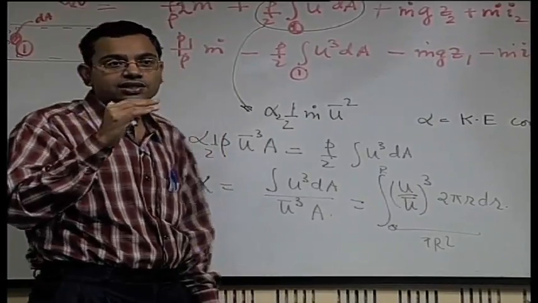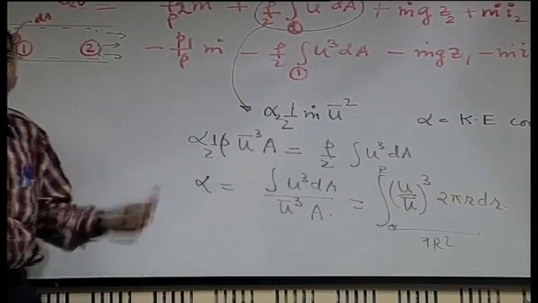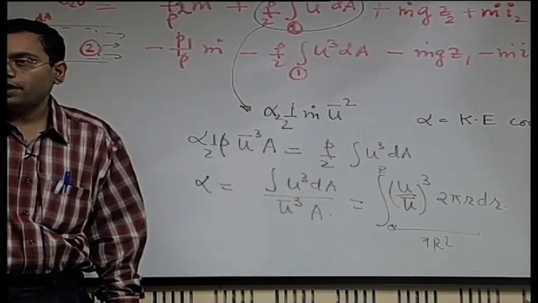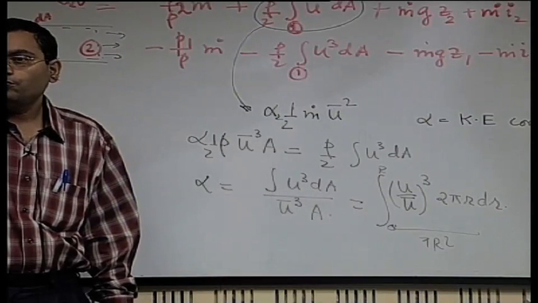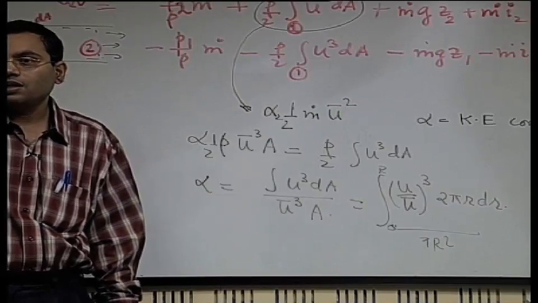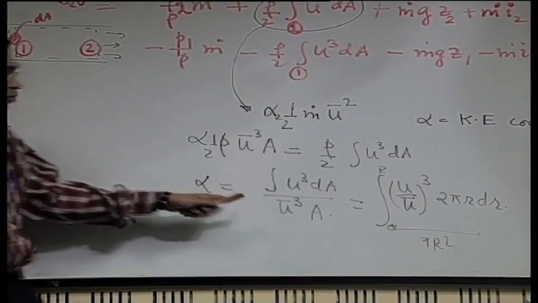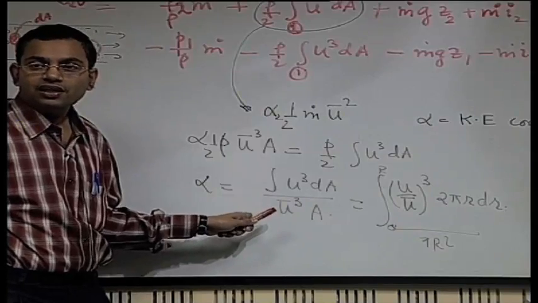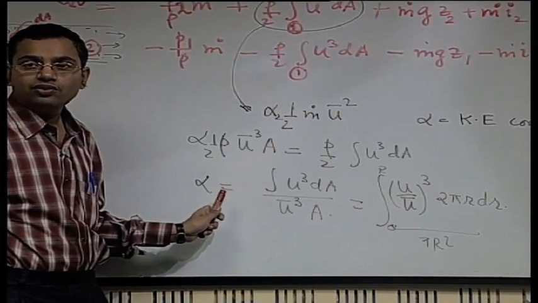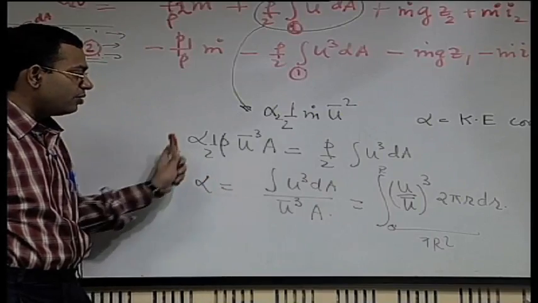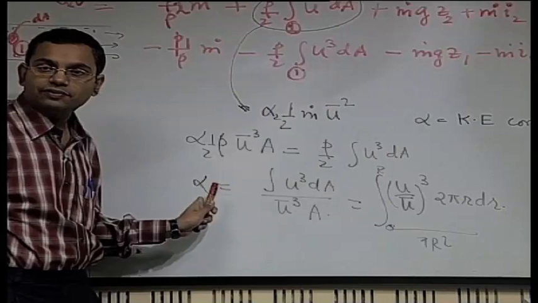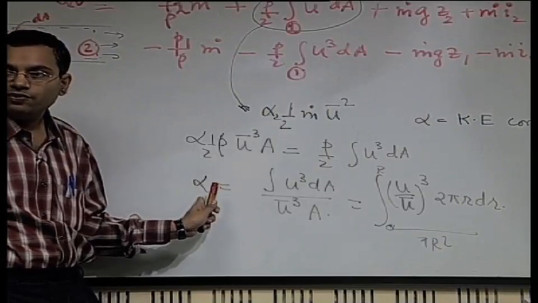But if it is largely deviating from u average, say consider the fully developed laminar flow through a circular pipe, the u center line is 2 into u average. So you can see there is a large difference, and that factor of 2 will be there if you consider this kinetic energy correction factor. So it will be a large value. I will leave it to you as an exercise to calculate the kinetic energy correction factor for fully developed laminar flow through a circular pipe.